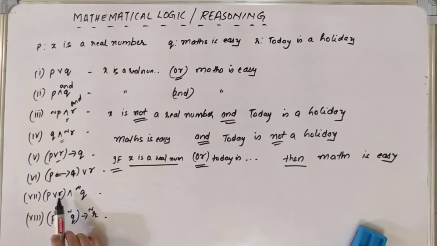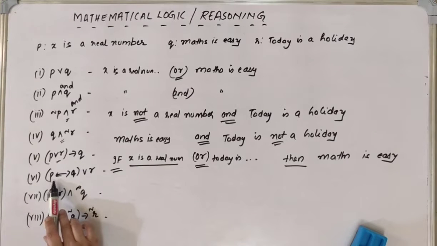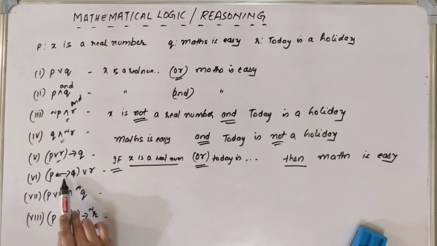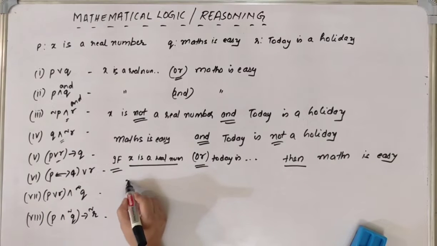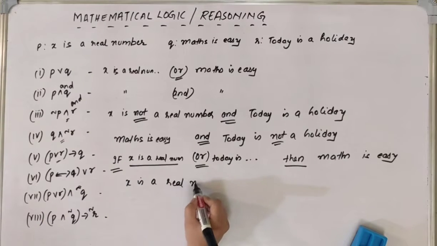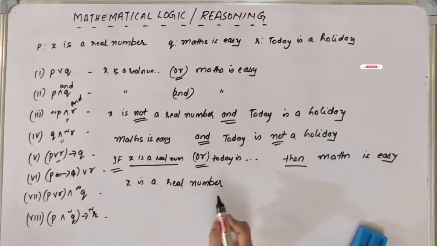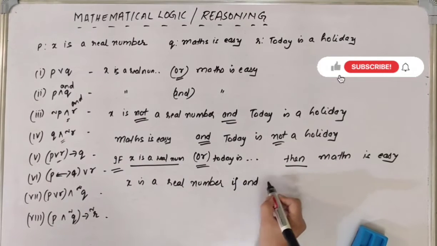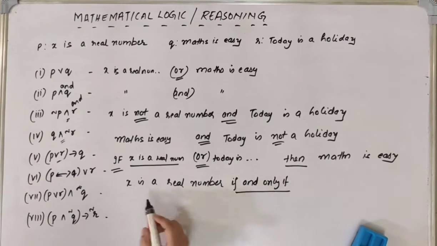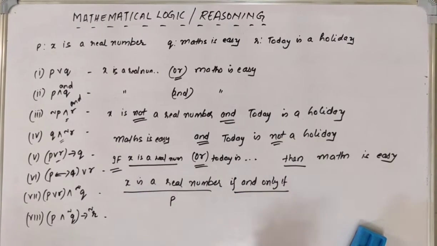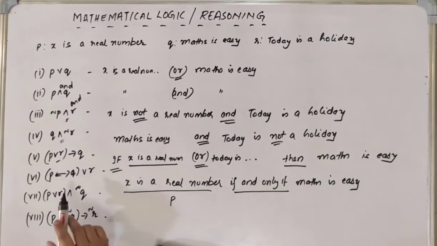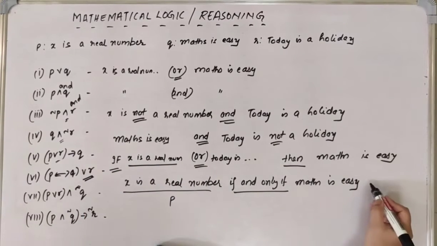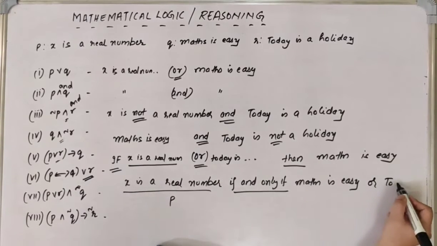Now in this example, P bidirectional Q. So what is bidirectional Q? If and only if. First we'll write statement P, which is X is a real number. Now what should come? If and only if. Now this is P. If and only if Q. What is Q? Maths is easy. Just copy that. Then we have or R. So let's put or. R is today is a holiday.